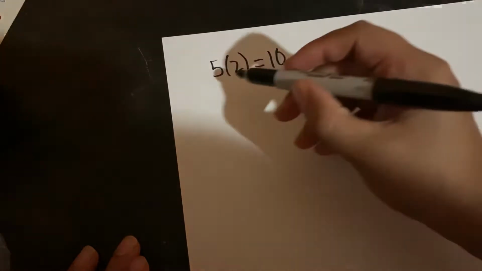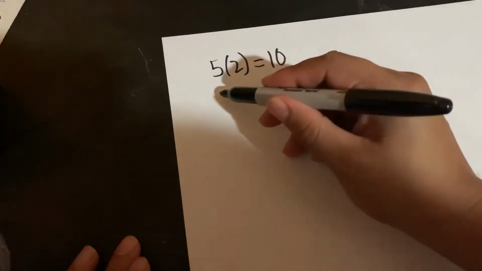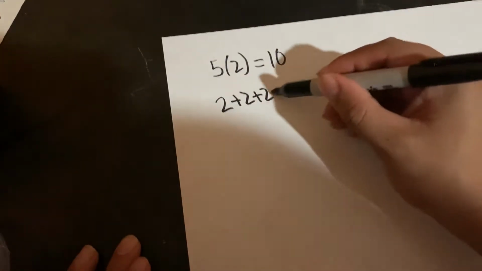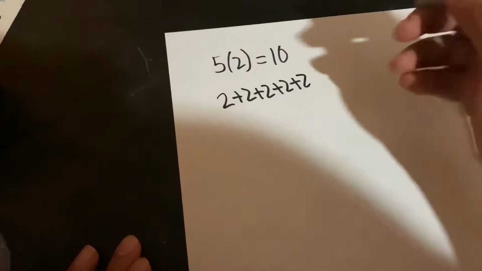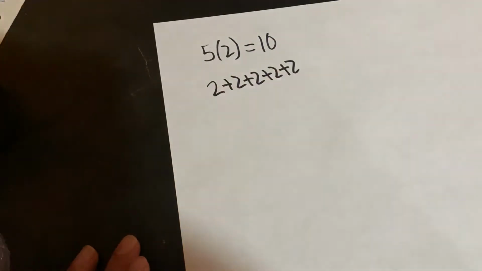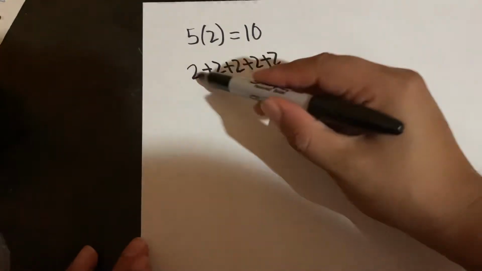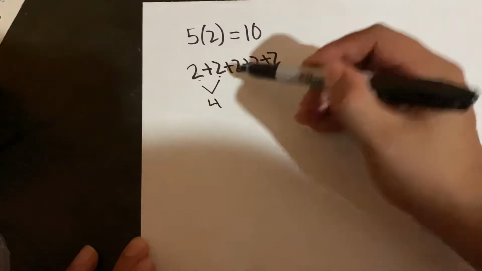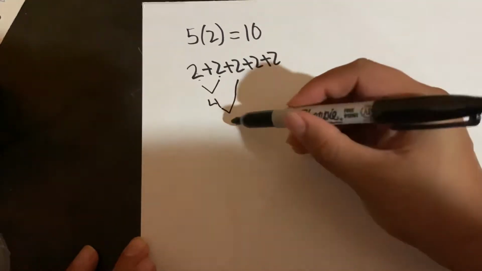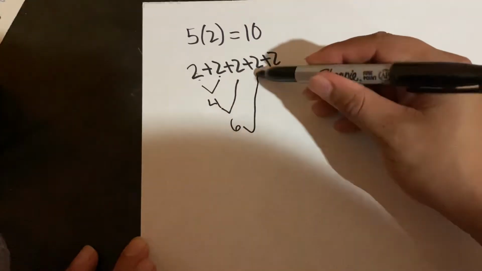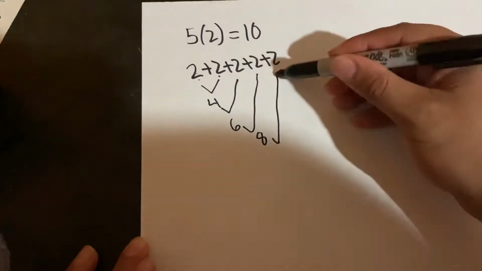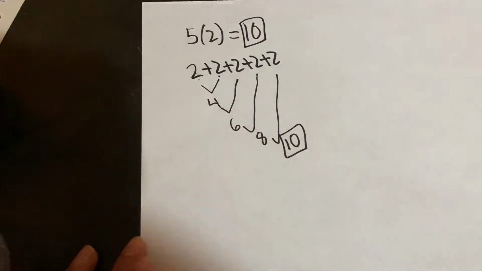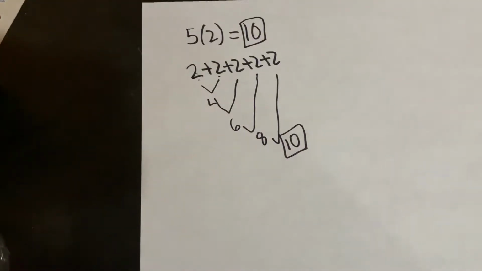And when you multiply 5 times 2, this is the same thing as saying 2 plus 2 plus 2 plus 2 plus 2, 5 times. You're adding 2 5 times. And if you notice, it's going to be 2 plus 2, which is 4, plus another 2, which will give me 6, plus another 2 will give me 8, plus the last 2 will give me 10. I still get 10. Multiplication is just a faster way to add. Okay?